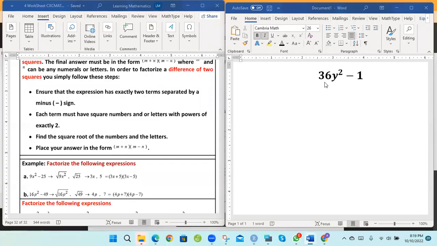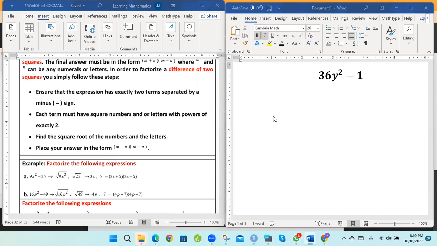So here we have an example, 36y squared minus 1. 36 is a square number, y squared is a square letter, with a subtraction sign, and the lowest square number is 1. 1 times 1 is 1, so 1 is a square number. The next square number is 4 because 2 2s are 4. The next is 9 because 3 3s are 9. 4 4s are 16, 16 is a square number. 5 5s are 25, and so forth.